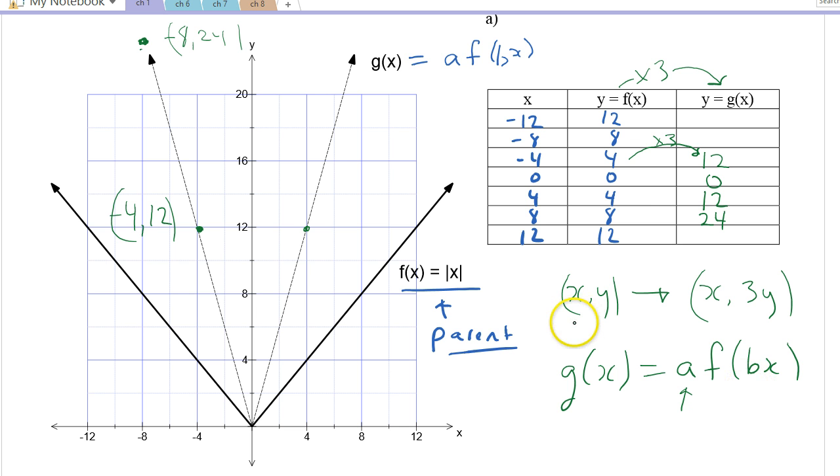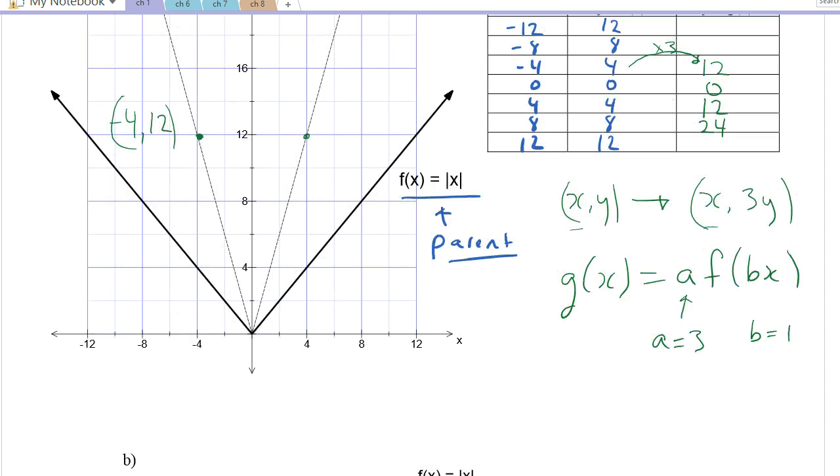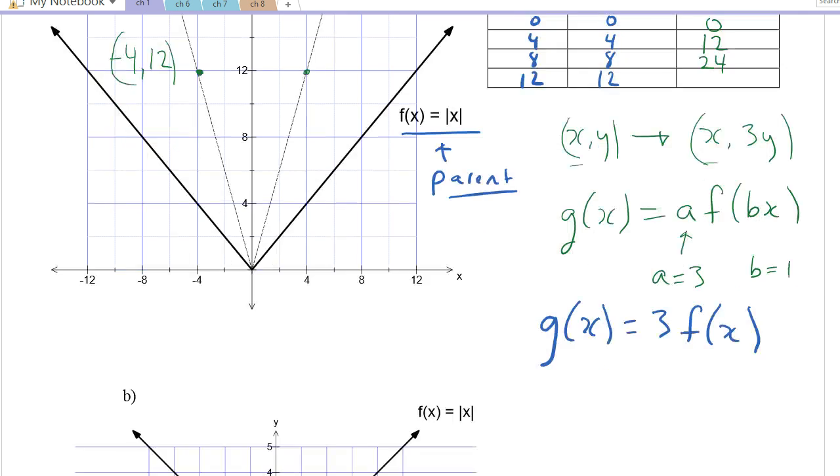So when looking back here, my x, the way I've written it, hasn't changed. My y's got multiplied times 3. So in other words, I want to say that A is equal to 3, and since x isn't getting multiplied by anything, B is equal to 1. So the way I'm going to write this, maybe I'll make it blue because it looks better, nice and big, g of x is going to be equal to 3 times f of x. Okay, now let's go on to the next one.